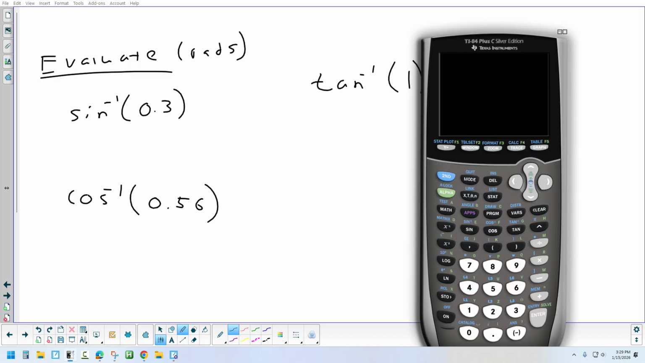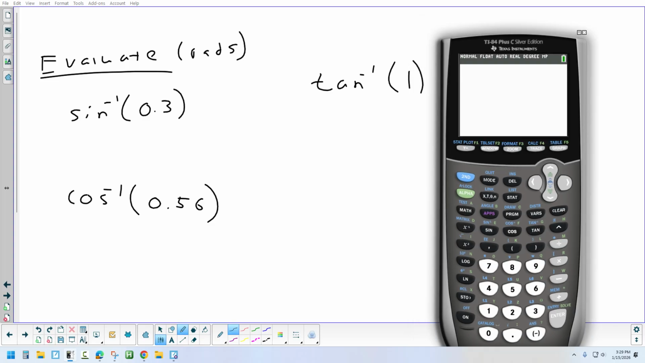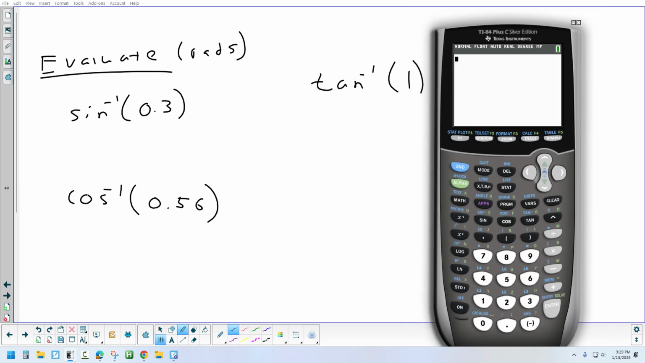All right, so the next couple problems we're going to look at is just plugging in an inverse trig expression on the calculator and evaluating. I do want to do that in radians. The first two we're going to round. The last one, I'd like to get an exact answer. Okay, so let's go to radians.